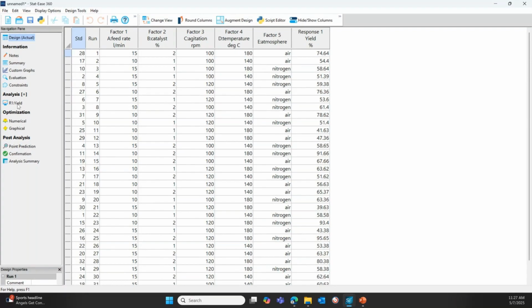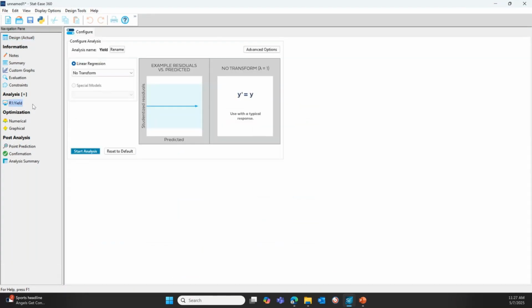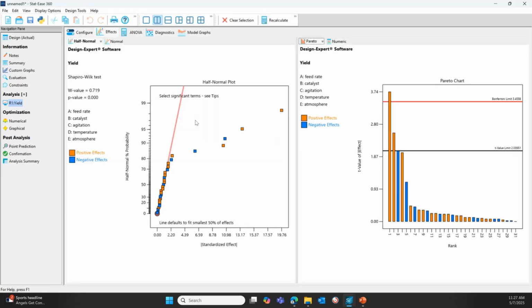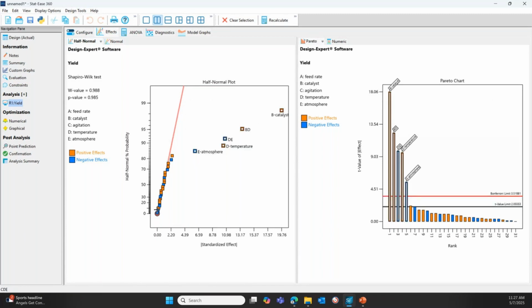So underneath analysis, I have one and only one response in this case. So we will click on that. I will start the analysis. In this, we've made some easy graphical approaches to decide what factors matter and what ones don't. I want to select these little squares off to the right. So here's what's happening. The red line represents the best estimate of what noise is in the system.